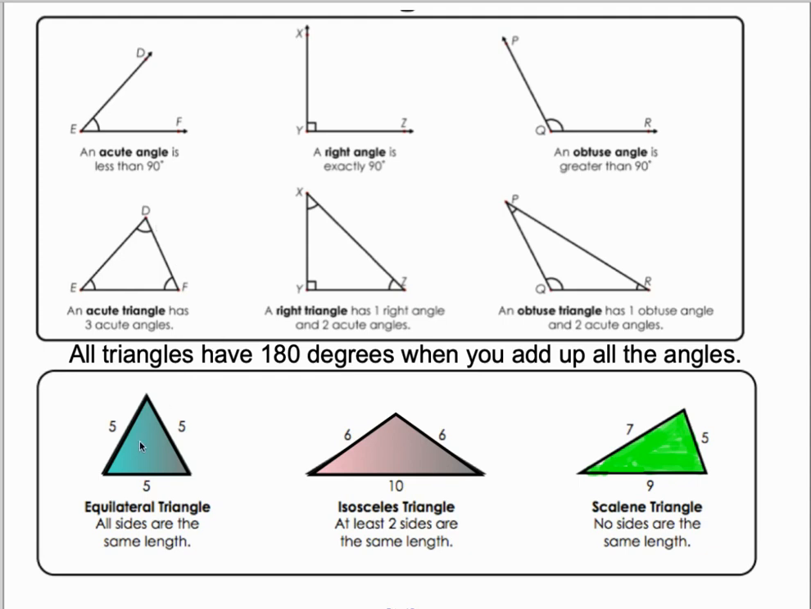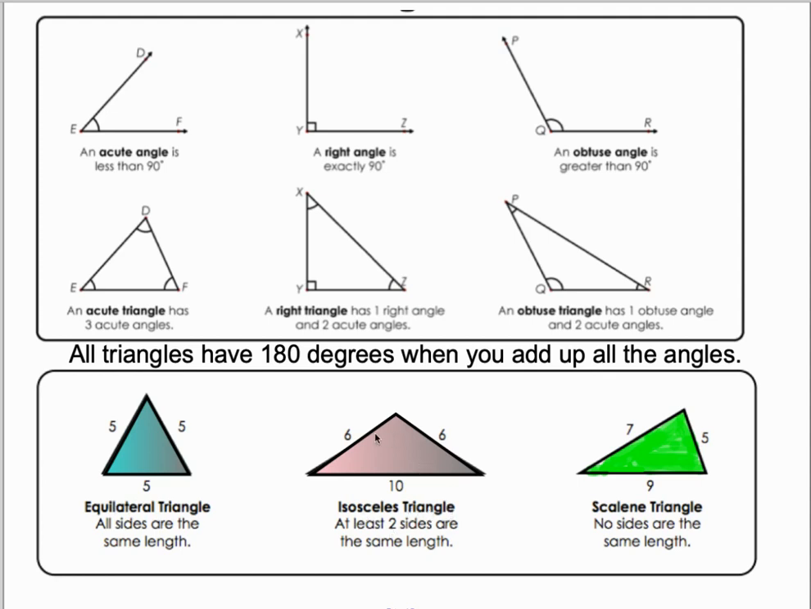Let's look at this bottom row here. We are given the side measurements. So on this one, you see each side is 5 units. We don't know what the units are. They're feet, centimeters, miles, who knows? So 5 units, they're all the same length. Equal means equilateral.